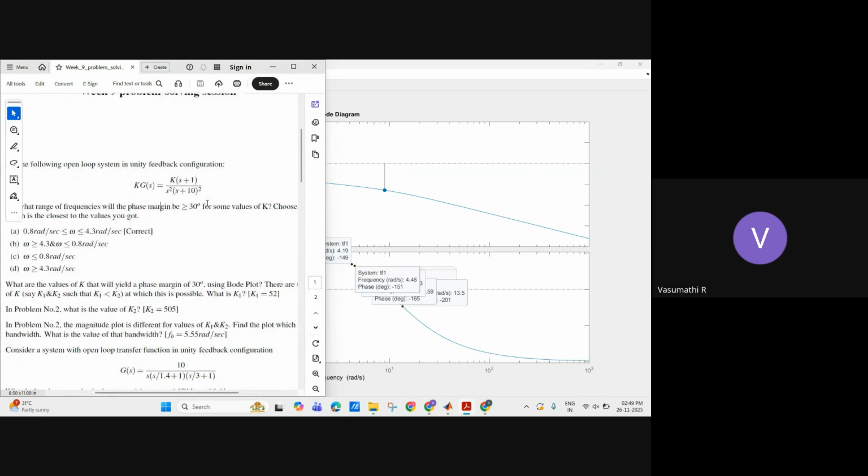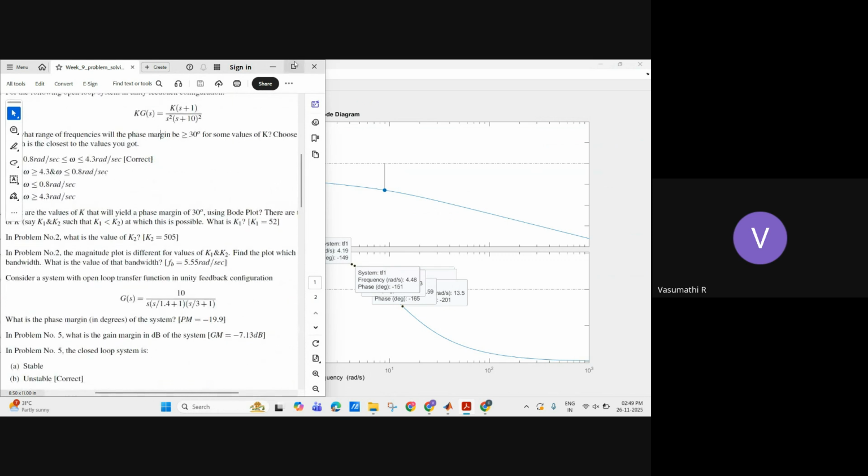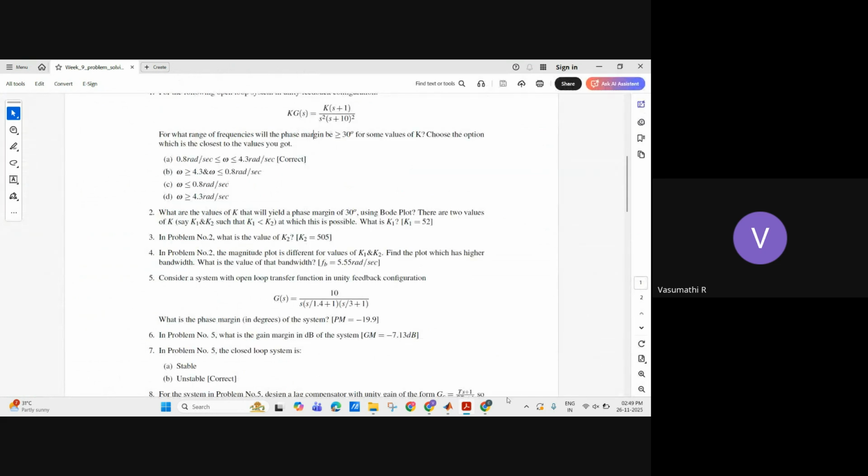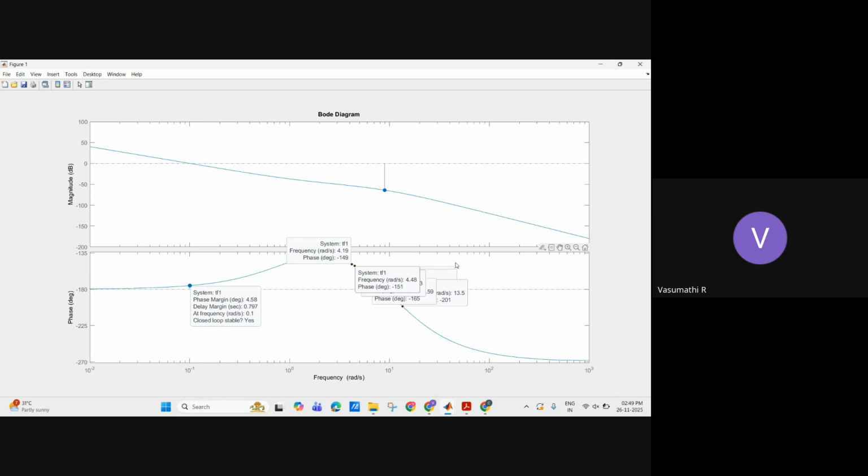Now moving towards the second question. I hope you understood that the problem asks for the value of k. The problem asks for the values of k for the phase margin greater than 30 degrees. Greater than 30. So how do we calculate that? You should not look for the value that is at 30.